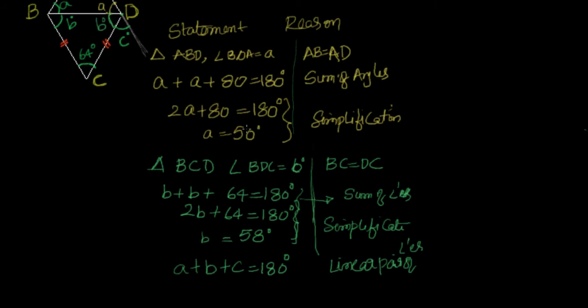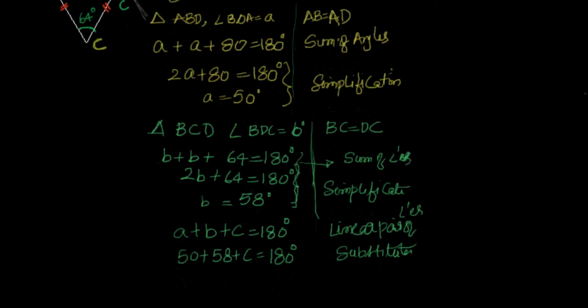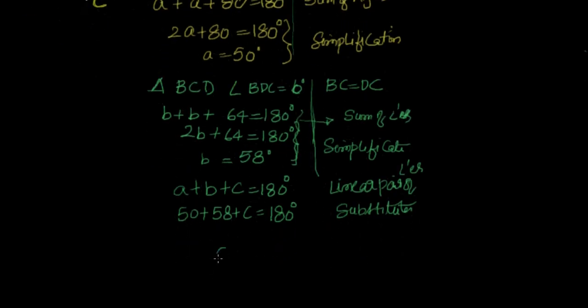Okay. Now you know A is 50, B equal to 58. So you can do substitution. 50 plus 58 plus C is equal to 180 degrees. This is simply substitution of the values of A and B. Then the next step will be to simplify this. C equal to 180 minus 108, that's equal to 72 degrees. What is the reason for this? The reason is simplification. Once we substituted, we are doing the simplification.